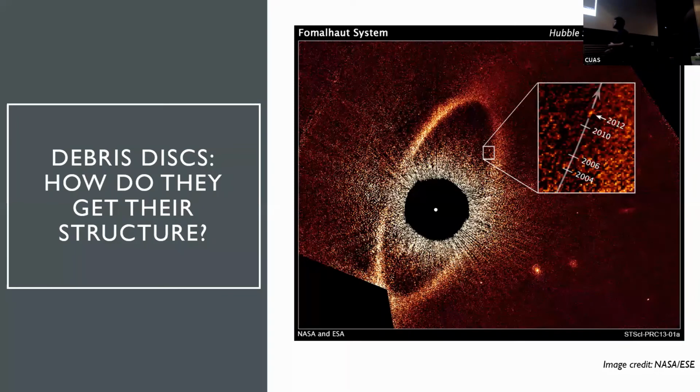I want to talk a bit about a couple of systems in particular, about why we think they're the shape that they are. So here's one, HD 181327. So Hubble in 2004 looked at it, and it found this beautiful ring of dust. This is all dust that's forming again through collisions. And if you look at the inner edge on the right-hand side of this, here in 2004, and then here in 2006, and here in 2010, and here in 2012, in this central blow-up, you saw this bright point of light. And this bright point of light was following the inner arc, the inner edge of this disk.